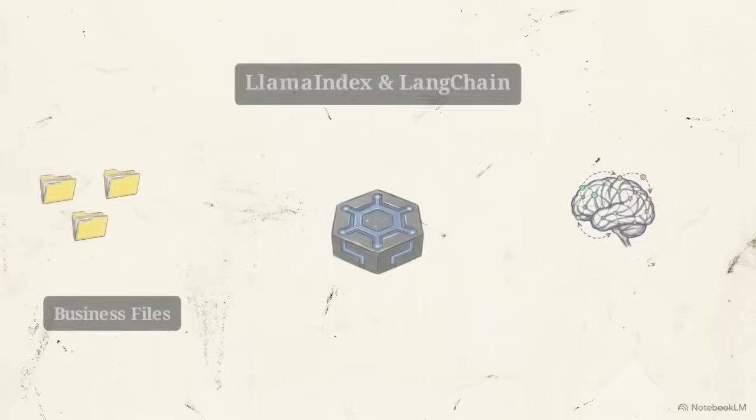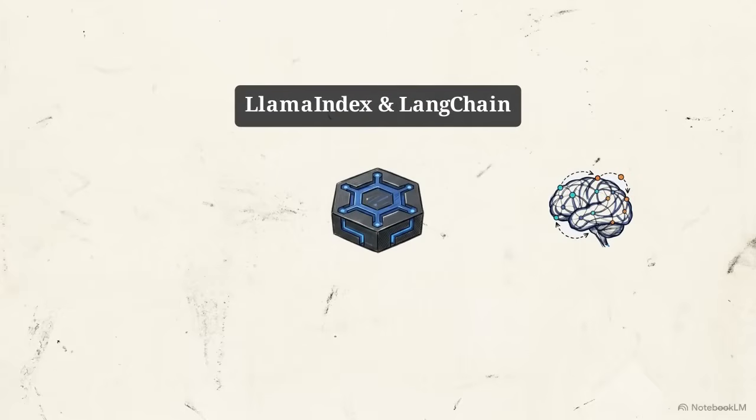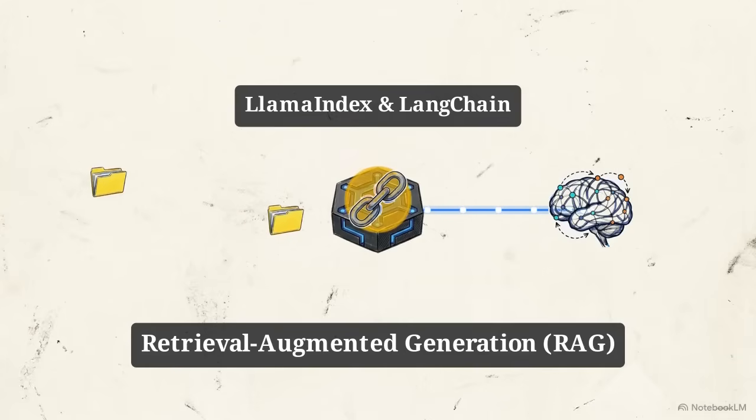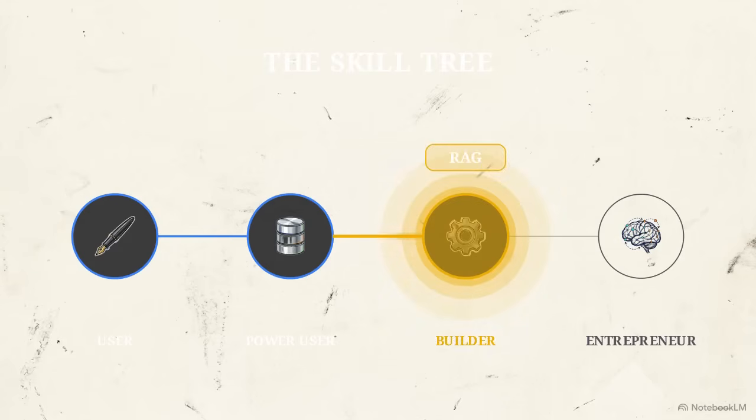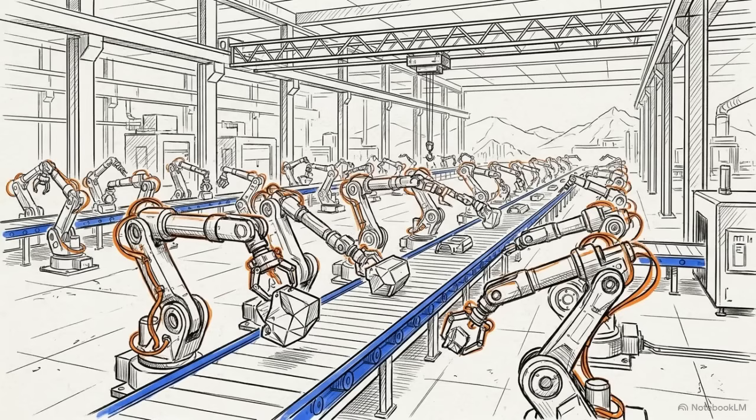This orchestration layer routes your business files directly into a generic large language model, providing specific context. This process is known as Retrieval Augmented Generation, or RAG. It ensures answers are based on your data. Mastering RAG shifts your role from a tool user to an engineer of specialized internal business systems, the hallmark of an AI builder.